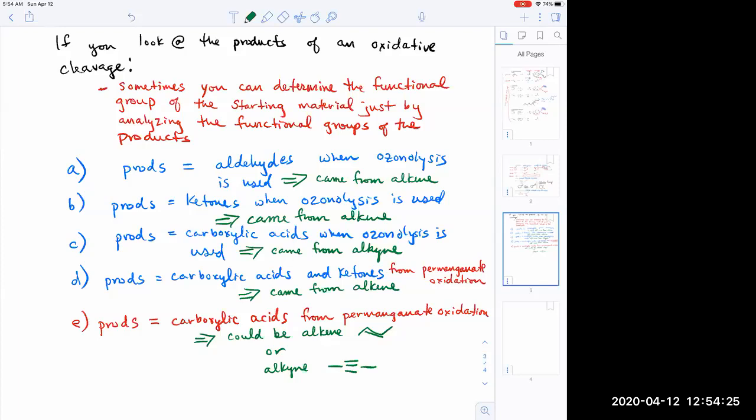And for the permanganate oxidation with the concentrated potassium permanganate, you can tell if your product is a ketone because only the alkenes can produce ketones. But if you only see carboxylic acids in the oxidative cleavage using hot concentrated permanganate, then your starting material could be an alkene or it could be an alkyne, and you're going to have to use other types of tests to figure out whether it's an alkene or an alkyne. You can't tell solely on the basis of the oxidative cleavage products.